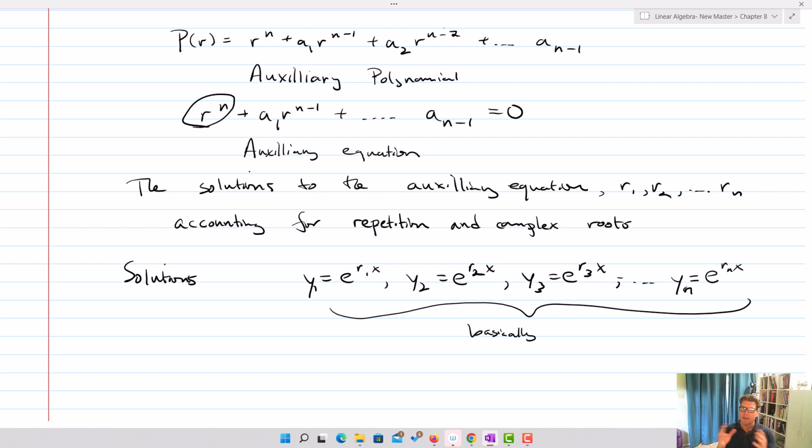So essentially what we're going to be doing is taking our differential equation, transforming it into a polynomial, solving for the roots of the polynomial, and then those roots in the form of e to the rx end up being the solutions to our differential equation.